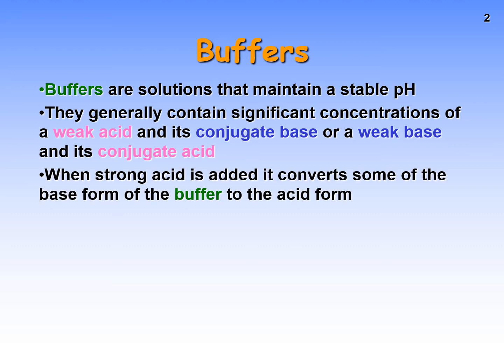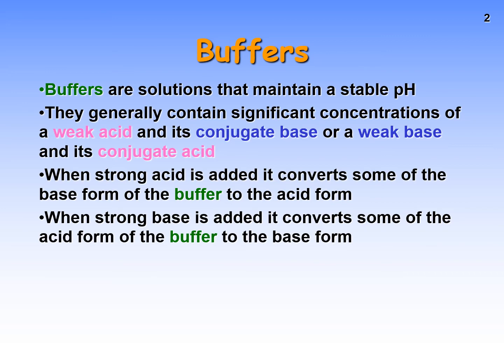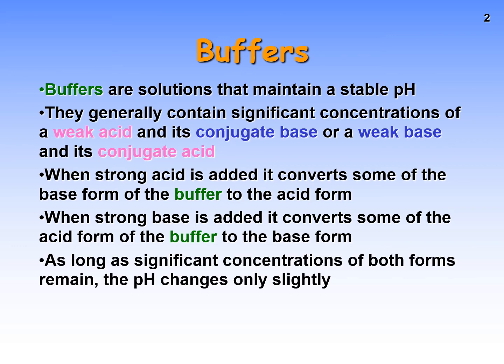Now, what happens is when we add strong acid to this buffer, it will react with some of the base in the buffer solution, converting it back to the acid form, which mitigates the effect on pH. And when we add a strong base, it reacts with the weak acid present in the buffer, converting that to the basic conjugate, which also keeps pH from changing very significantly. As long as we still have significant concentrations of both the weak acid and the conjugate base after adding a strong acid or a strong base to the solution, we still have a buffer and pH will only change slightly.